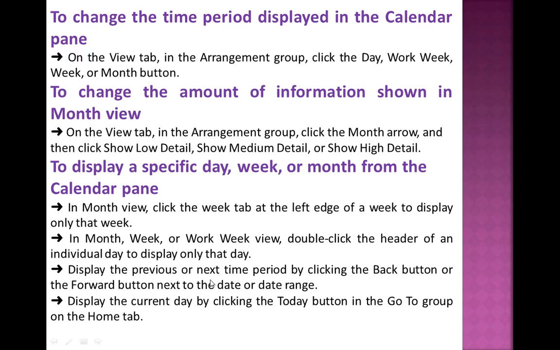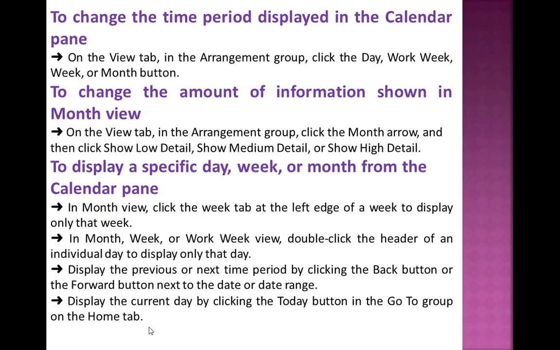Then, display the previous or next time period by clicking the back button or the forward button next to the date or date range. Also it is possible to display the current day by clicking the today button in the go to group on the home tab. Next is how to change the calendar colors.